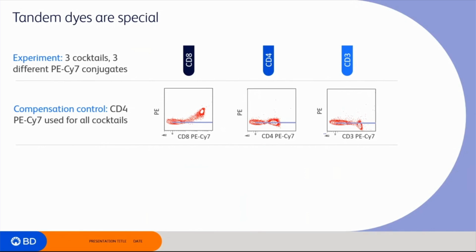But what happened in the lab, in the dot plot here with the CD8 conjugate, is that because CD8 positive T cells have higher antigen density than the CD4 T cells, this sample ends up being undercompensated. In the middle plot, because we use CD4 as a compensation control, this sample is properly compensated. On the right, however, CD3 cells have lower antigen density than CD4 positive T cells, so this sample is overcompensated.